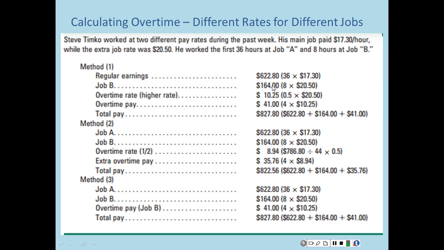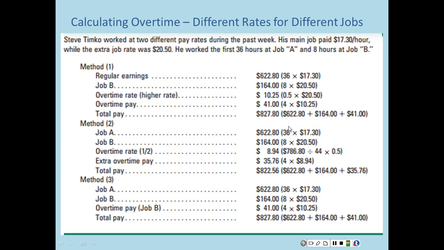So we compute the regular earnings from job A, the regular earnings from job B without the overtime premium, and then we compute the overtime premium based on the $20.50 regular rate, so its premium is $10.25. We multiply that times the number of hours worked here to get the overtime premium. Then we get the total gross wages by adding job A regular rate, job B regular rate, overtime.